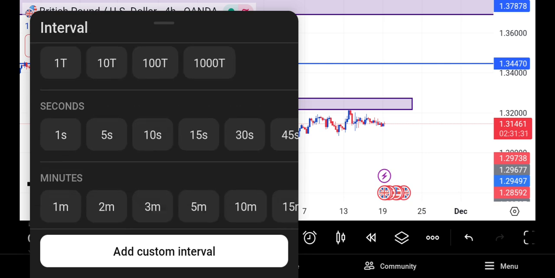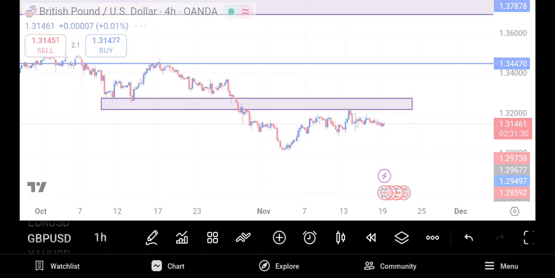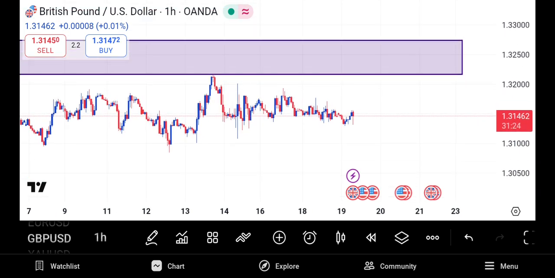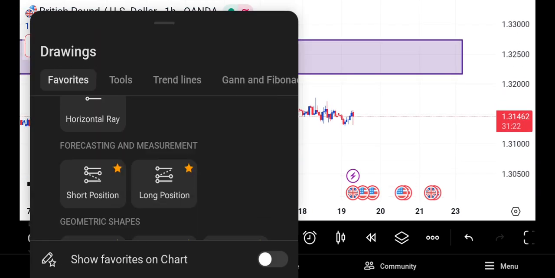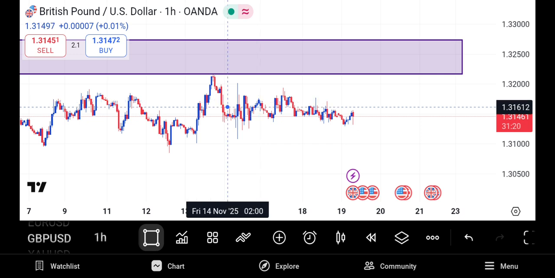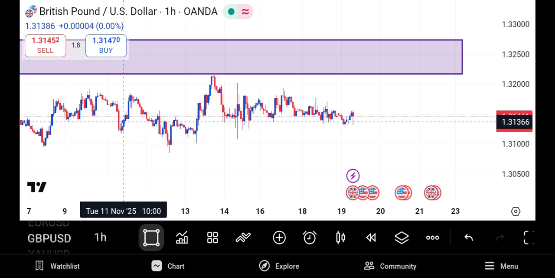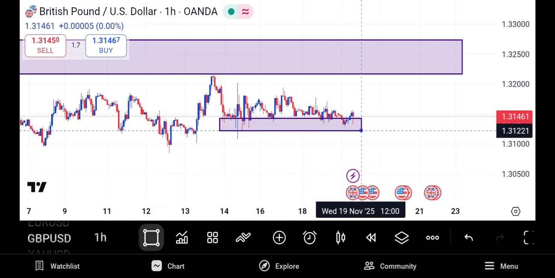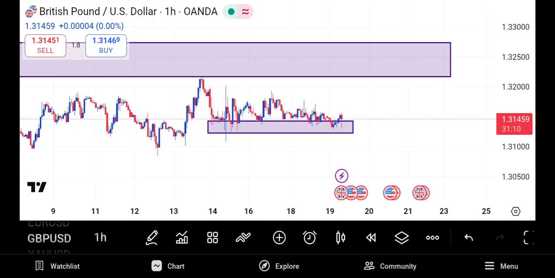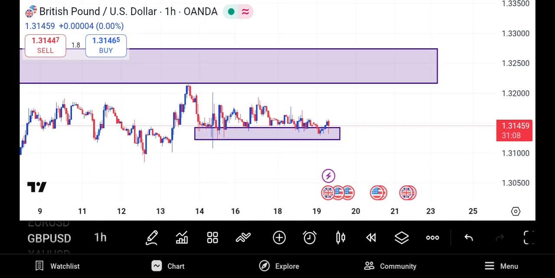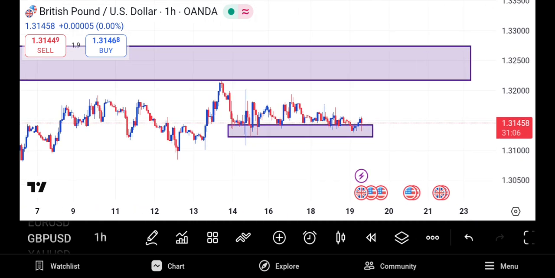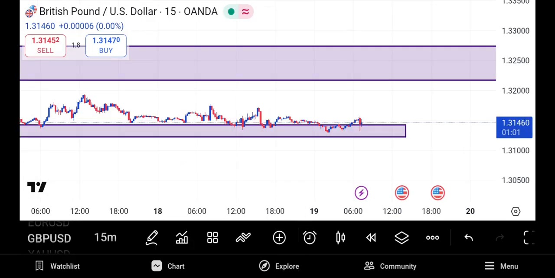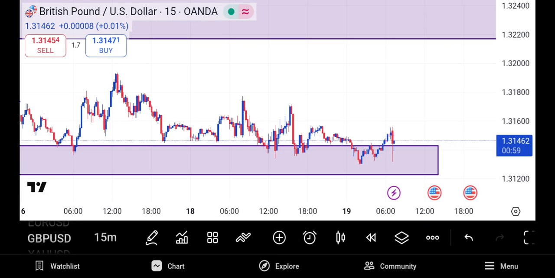We scale down to the 1 hour time frame. On the 1 hour time frame, you can see the consolidation properly. And again, we did create some kind of support, right? This is what I'm talking about. We created some kind of support right here. So now we've marked our zones and we see what price is doing. We go down to the 15-minute time frame, where we're going to execute our trades.